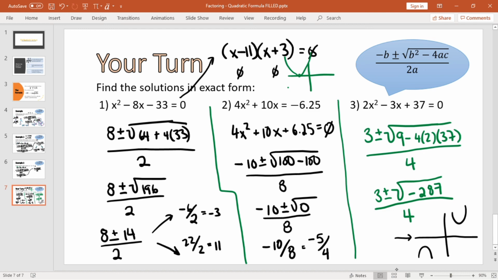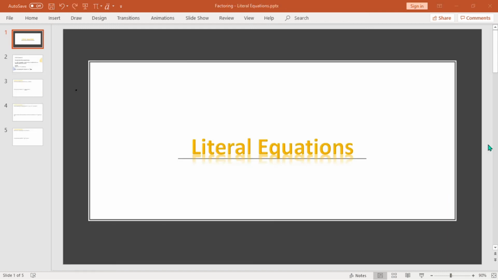So a very quick lesson in how to use quadratic formula. Let's take our algebra skills and deal with some literal equations.